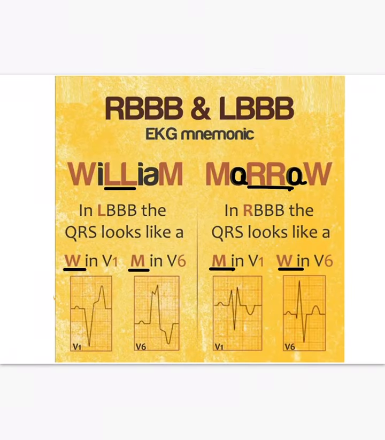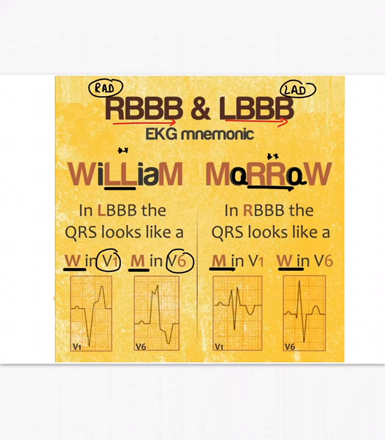Now coming on to right bundle branch block and left bundle branch block. First of all, what kind of axis deviation is this? Right bundle branch block is an example of right axis deviation. Left bundle branch block is an example of left axis deviation. Here we have the mnemonic, that is William and Marrow. William is for left bundle branch block, Marrow is for right bundle branch block. In left bundle branch block, we need to see two things, that is V1 and V6.